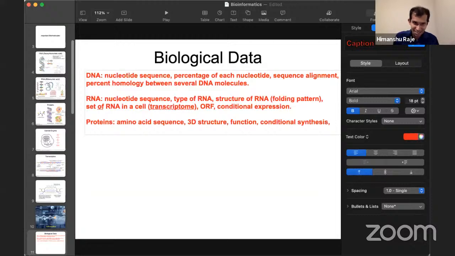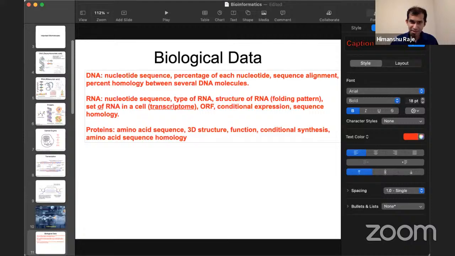Homology, fantastic, yes. Amino acid sequence homology. How similar one protein is to the other protein. And that kind of thing can be in RNA as well. Wherever you have some kind of sequence, we can definitely have sequence homology, sequence alignment. Any other thing you can think of?